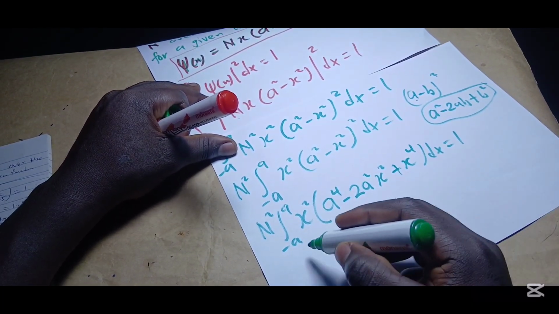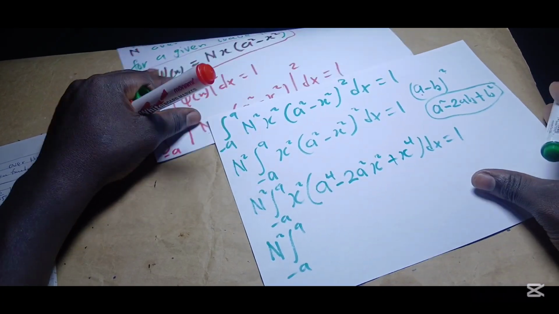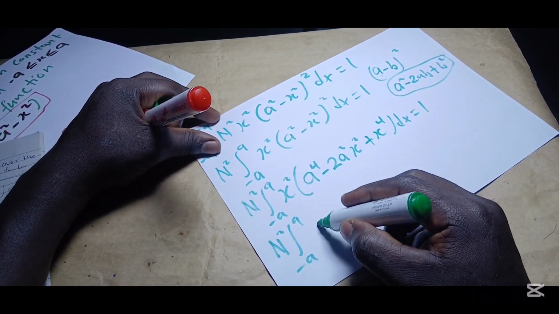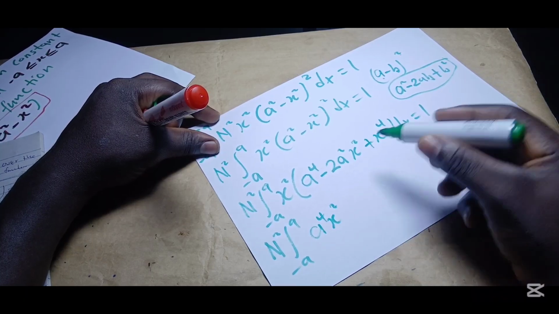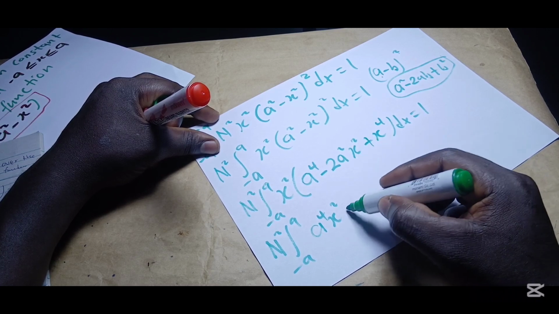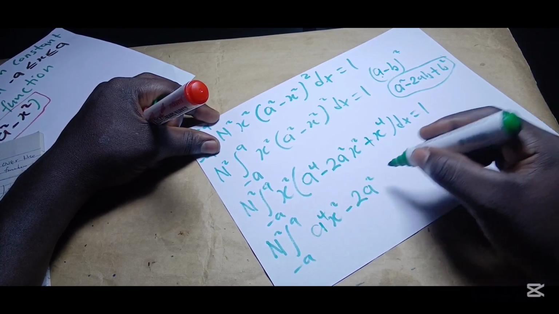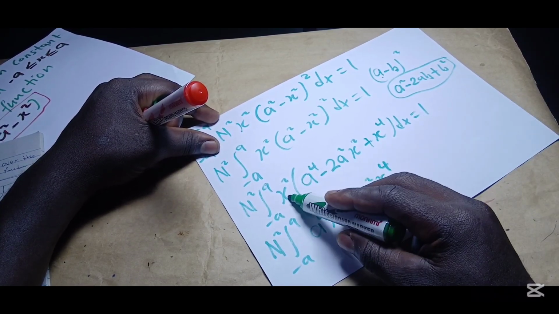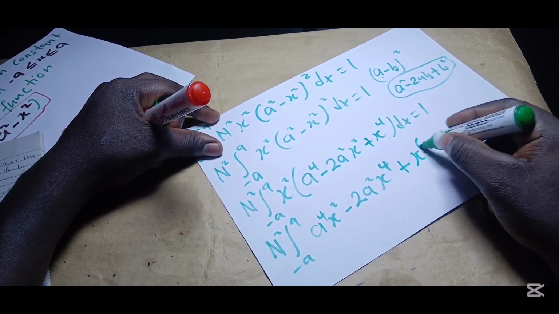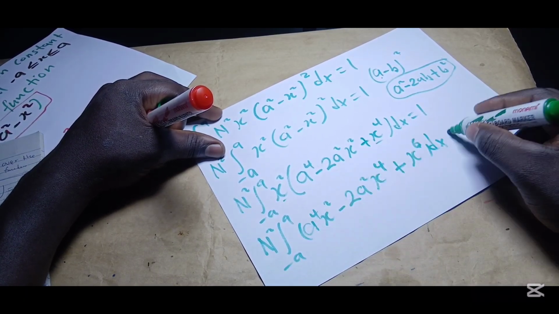Now let's expand the bracket. So N to the power 2 integral from negative a to positive a. We want to expand the bracket. So x squared multiplied by a to the power 4 gives us a to the power 4 x squared, minus 2a to the power 2 x to the power 2 multiplied by x to the power 2. Since they are of the same base, we add their powers, giving us 4. So x squared multiplied by x to the power 4 gives us x to the power 6, plus positive x to the power 4. Since they are of the same base, we add their powers. Then dx equal 1.